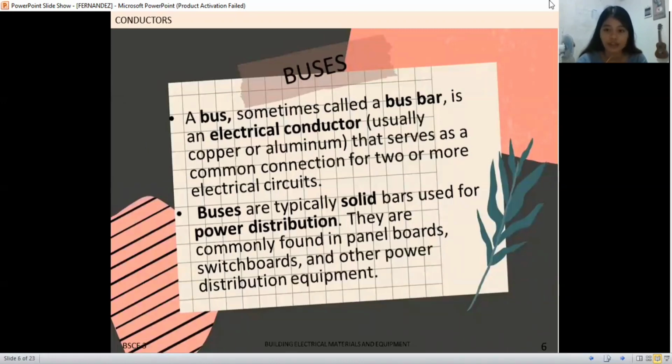Kari siyang bush bar, kay makita nimo na siya sa mga computer ngani na basta naga-connect siya sa isa ka bagay, kay para mo-flow ang electrical dito or electricity dito.